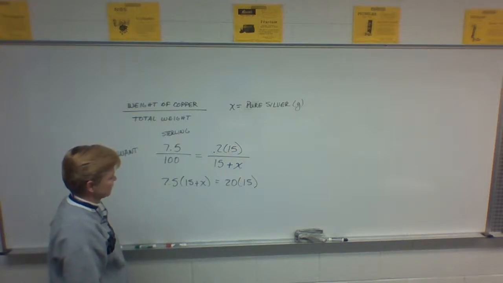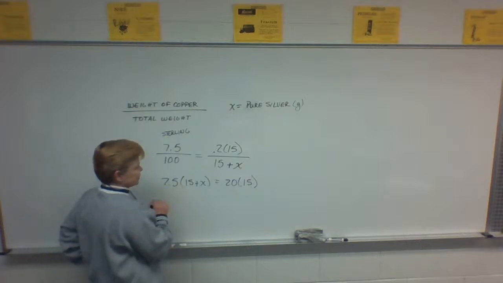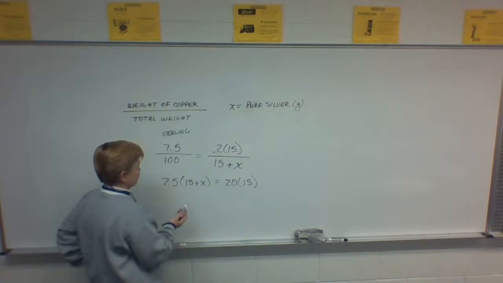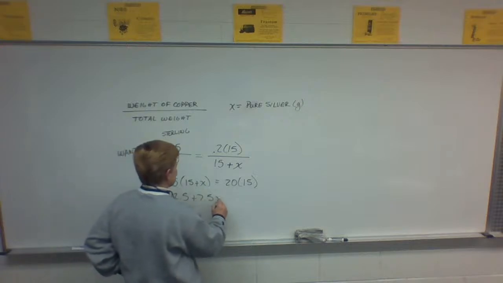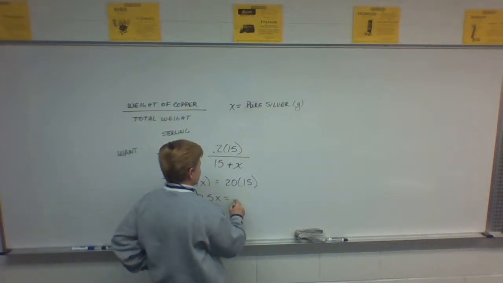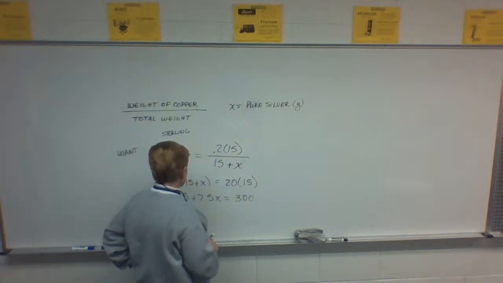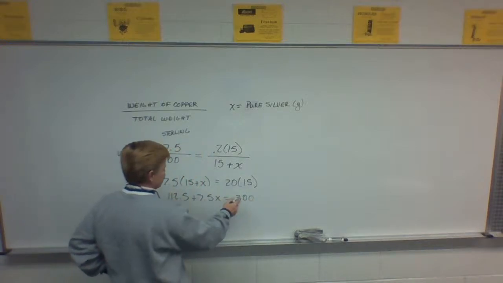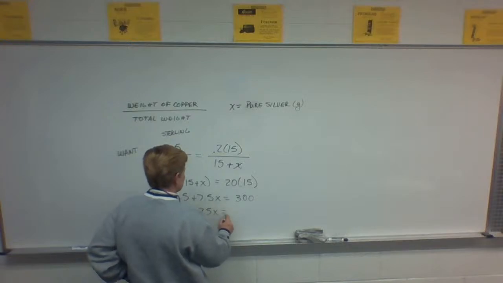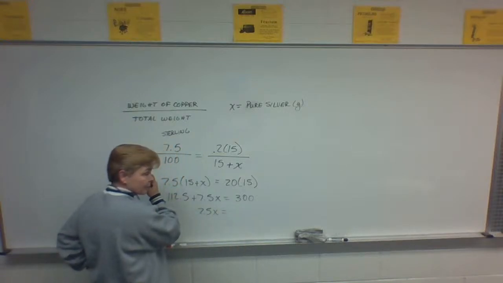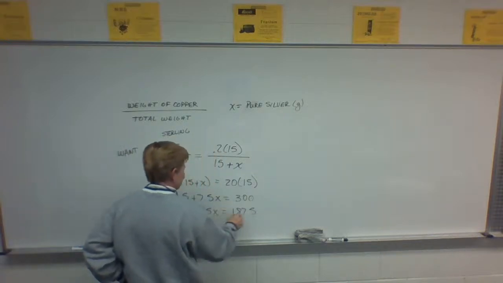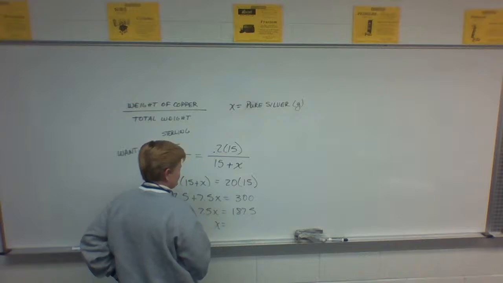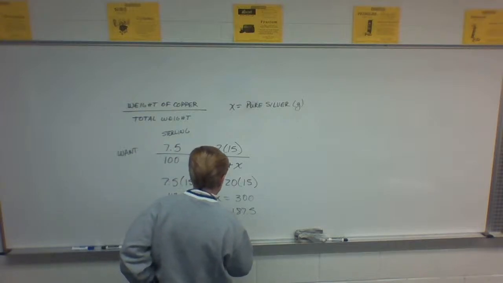That'd be no problem. What's 7.5 times 15? That's the next thing we have to distribute. 112.5, plus 7.5x equals what's 20 times 15? 300. So we take 112.5 from 300. That gives me 7.5x equals what's 300 minus 112.5? 187.5. And then divide that by 7.5. 25. Wow, that's a lot. We need 25 grams.